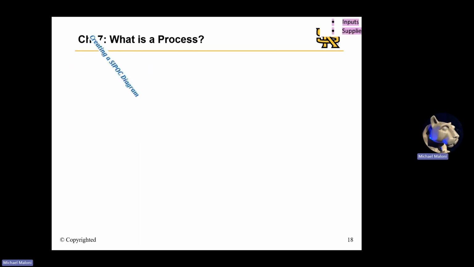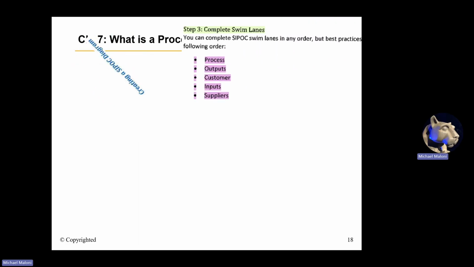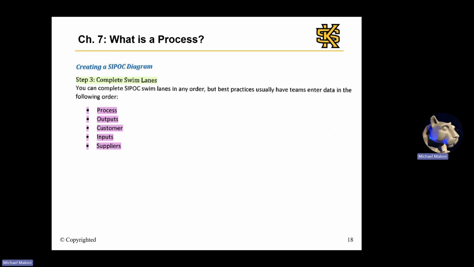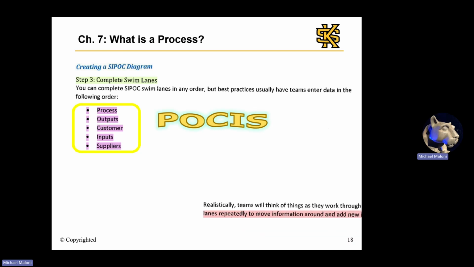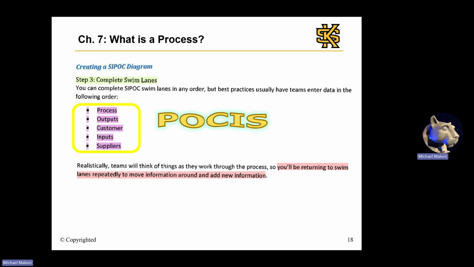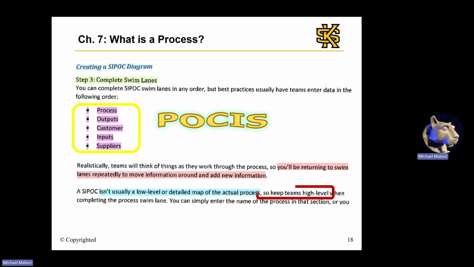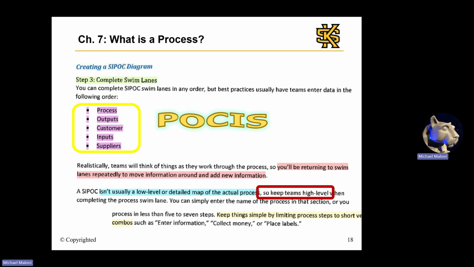Third, complete the swim lanes, but we actually do so in a different order. POCIS: process, outputs, customers, inputs, and then suppliers. Though you'll likely return to previous lanes as you brainstorm ideas. And be sure to keep the team high level so as not to dig into details as well as causes and potential solutions. And you can use short phrases for descriptions to help simplify it and maintain that high level view.